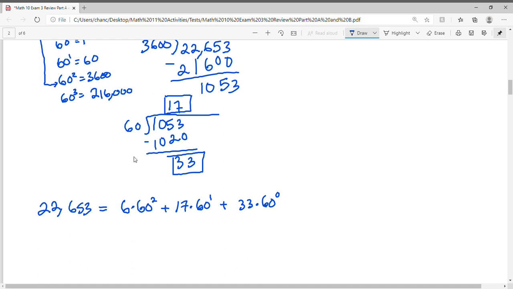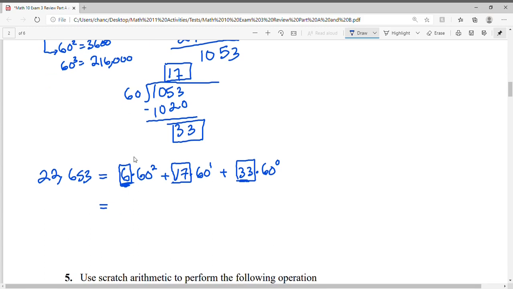Now, how do I write this in Babylonian? Well, I have to write a 6, leave some space, write a 17, leave some space, then write a 33 in Babylonian. So let's write a 6 in Babylonian. That's 1, 2, 3, 4, 5, and 6. That's 6.